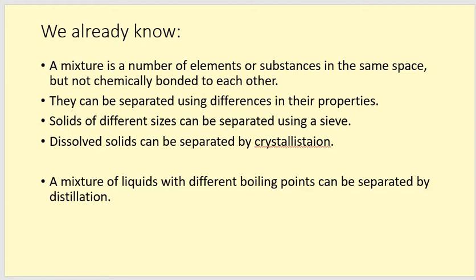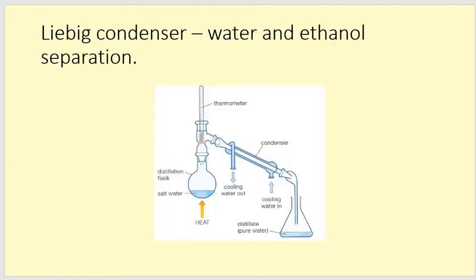I've done it in my garden recently, sieving big stones out of some earth I had delivered, so I didn't have big stones everywhere. Dissolved solids can be separated from a liquid by using crystallization. But if you have a mixture of liquids and they've got different boiling points, they can be separated by the process of distillation. Another little bit of revision, you've probably already seen this.